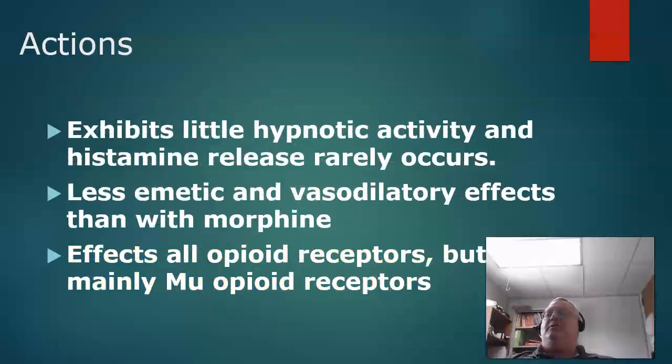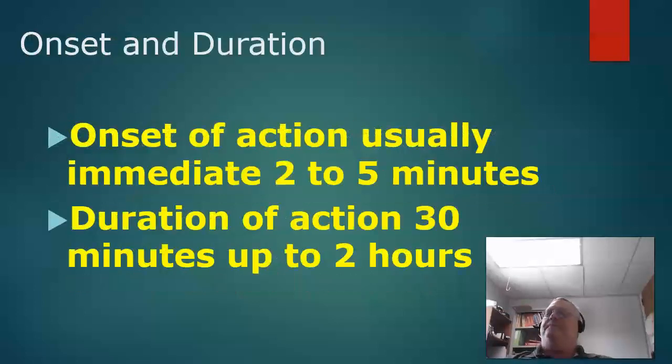Okay. So again, little hypnotic activity or histamine release. So you're probably not going to have any type of reaction to it. They usually don't vomit like they do with morphine. Morphine's got a history of vomiting. Now, it's kind of ironic, though, because usually when we give fentanyl, we usually give a little bit of Zofran. And that is to prevent any type of gastrointestinal effects. Okay? So usually 2 to 5 minutes is your onset.